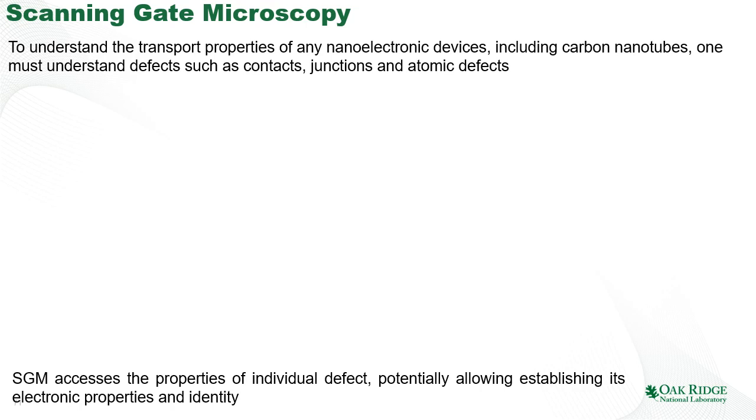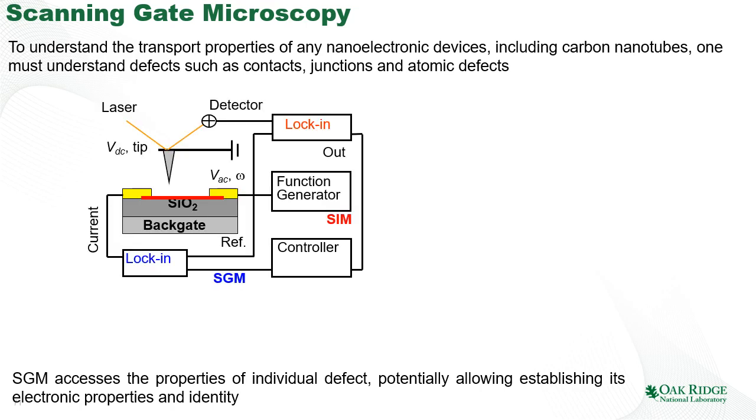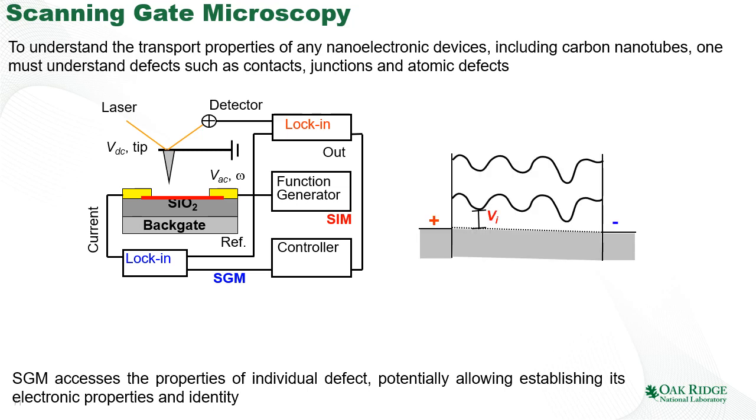Now, let me talk about the last technique relevant to the lateral transport measurements of the active devices. And this technique is scanning gate microscopy. The reason why we're interested in scanning gate microscopy is that we know that objects like carbon nanotubes or any one-dimensional systems can have defects. So this can be contacts, this can be junctions, that can be atomic defects.